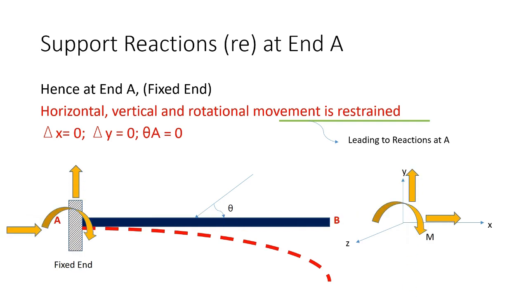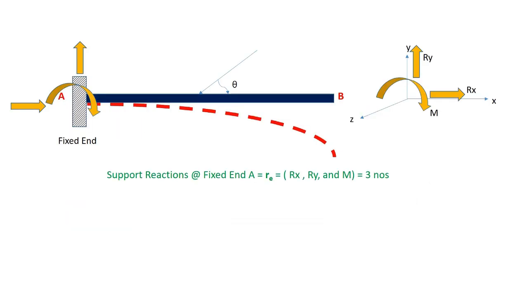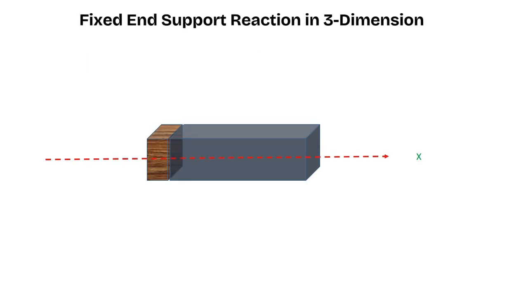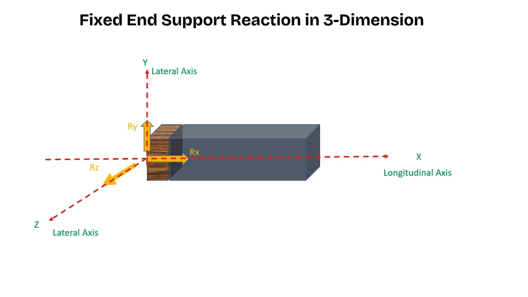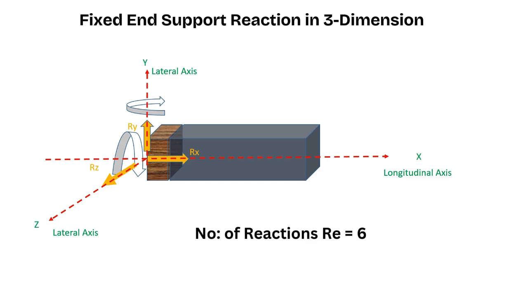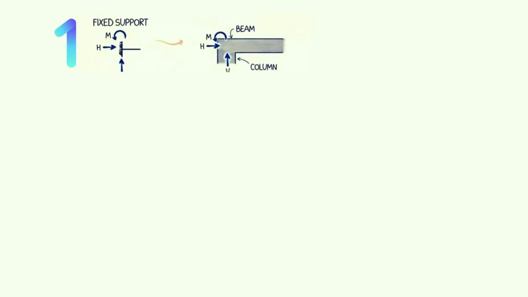Thus, there are 3 support reactions at A: Rx, horizontal reaction; Ry, vertical reaction; Mz, moment reaction about the Z-axis. These external reactions are essential when determining the indeterminacy of structures, which will be covered in the next video. These are support reactions in 2-dimensional. In 3-dimensional analysis, the support reactions at the fixed end will be Rx, Ry, Rz, Mx, My, Mz, where the number of reactions equals 6. And that's all about fixed support.